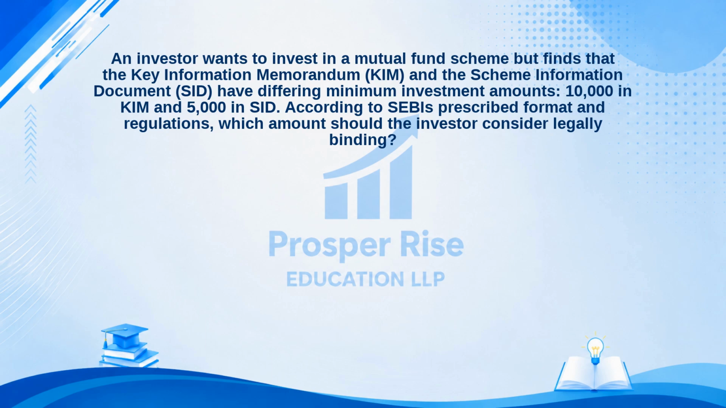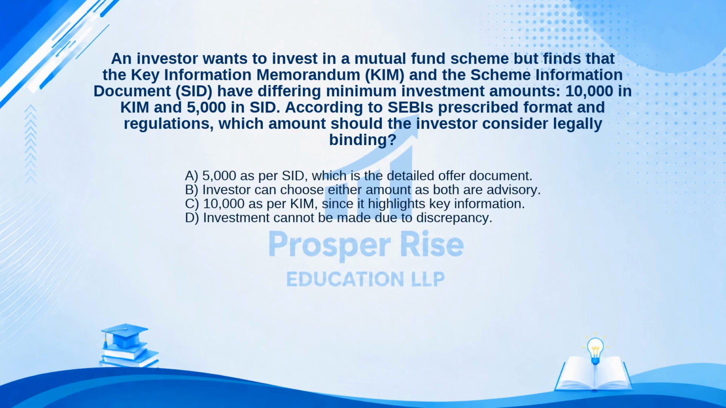An investor wants to invest in a mutual fund scheme but finds that the Key Information Memorandum (KIM) and the Scheme Information Document (SID) have differing minimum investment amounts, 10,000 in KIM and 5,000 in SID. According to SEBI's prescribed format and regulations, which amount should the investor consider legally binding? Here are your options.